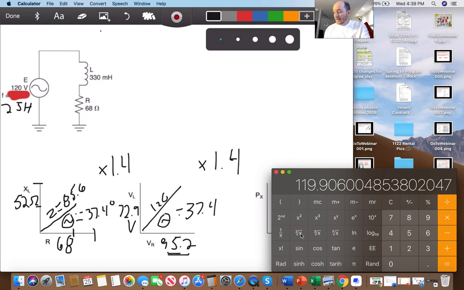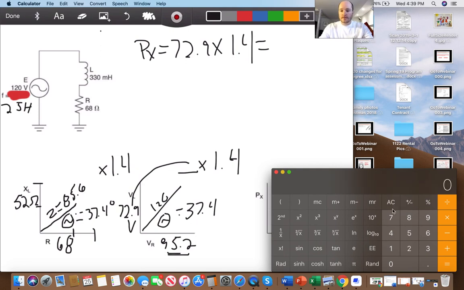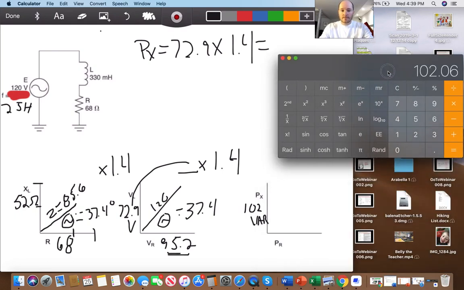All right, so let's go ahead and figure out our PX, our power across our inductor. This will be 72.9 times 1.4. So I'm taking this value and placing it right here. Okay? And so we'll clear this out. This would be 72.9 times 1.4 equals 102 VAR. Okay, let me move this up so we have some extra space.